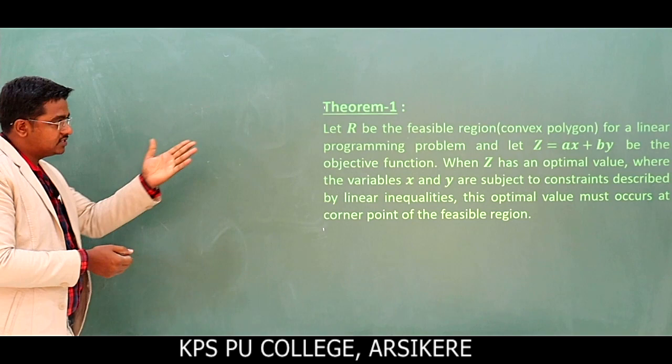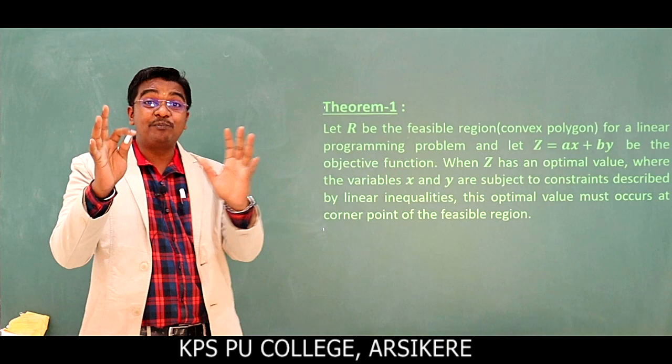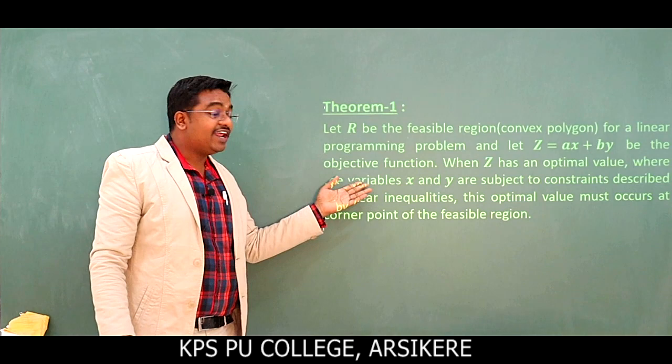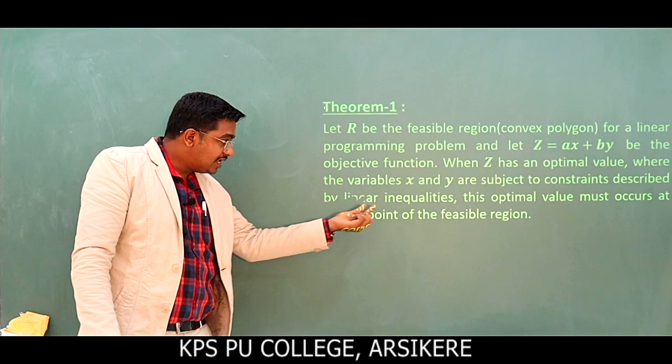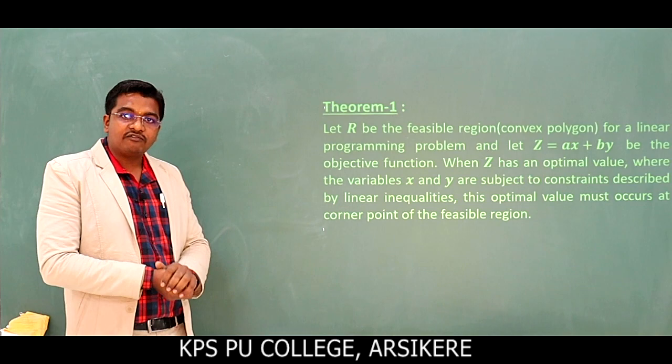Okay, listen here. Let R be the feasible region for a linear programming problem and z is equal to ax plus by be the objective function. When z has an optimal value, optimal means here maximum or minimum value, where the variables x and y are subject to the constraints described by linear inequalities, this optimal value must occur at a corner point of the feasible region. This is clear. Okay, next, theorem 2.